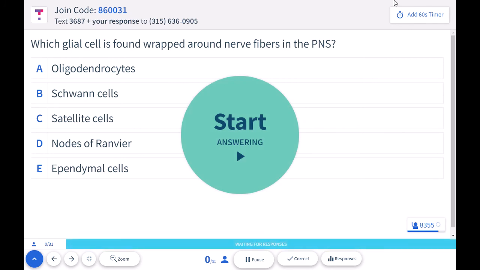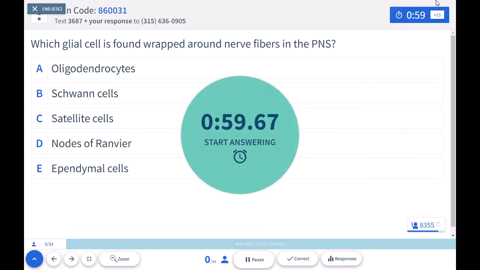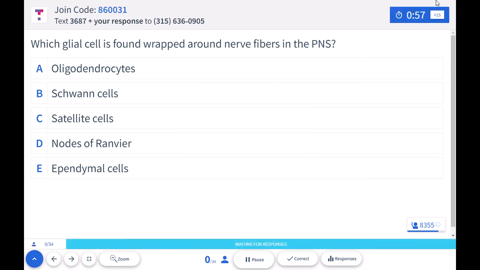So let's have a review question. Which glial cell is found wrapped around nerve fibers in the peripheral nervous system? The oligodendrocytes, the Schwann cells, the satellite cells, nodes of Ranvier, or the ependymal cells?